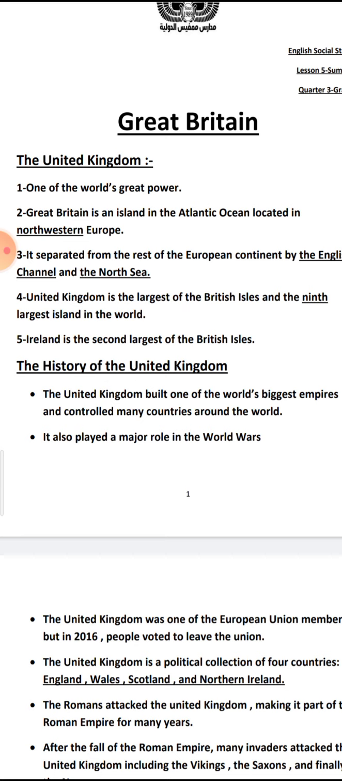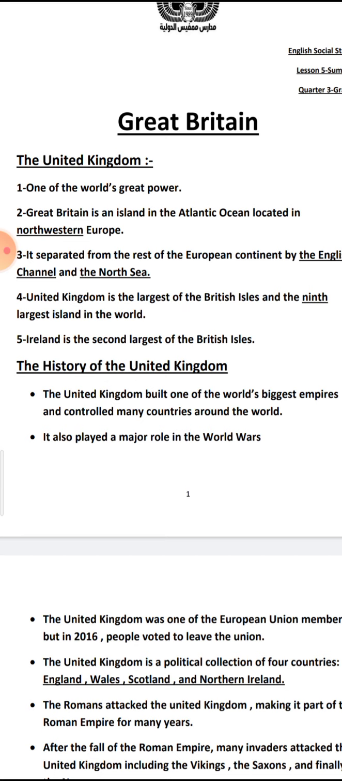Number 2, Great Britain is an island. And where is it? In the Atlantic Ocean and located in northwestern Europe. So if I ask you, tell me the location of Great Britain, or where is Great Britain, you can tell me Great Britain is an island and it exists in the Atlantic Ocean and is located in northwestern Europe.